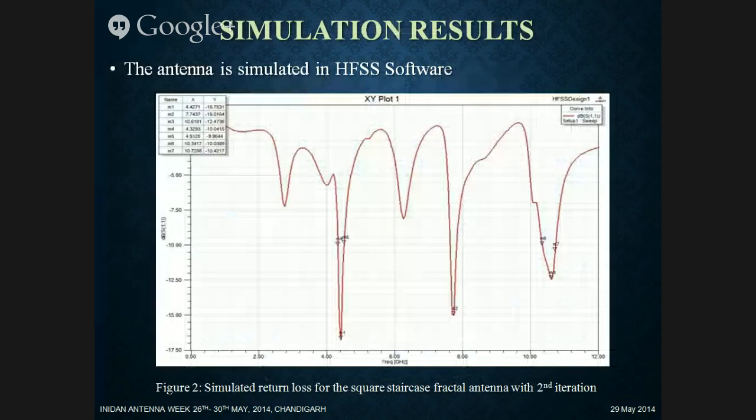These are the simulation results of the antenna. Since there are three frequencies we have got from the antenna, first is at 4.4 gigahertz, second is at 7.7 gigahertz, and third is at 10.61 gigahertz.